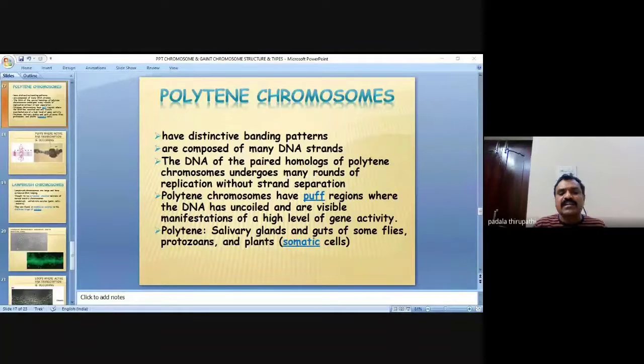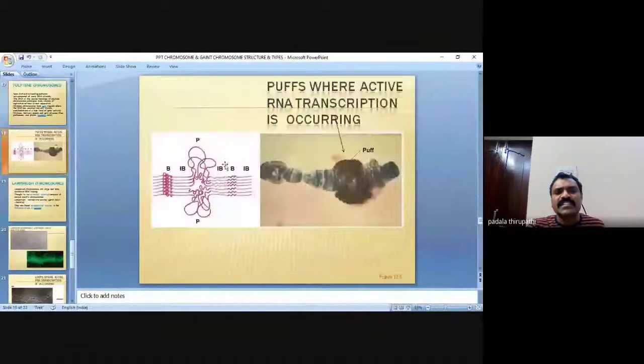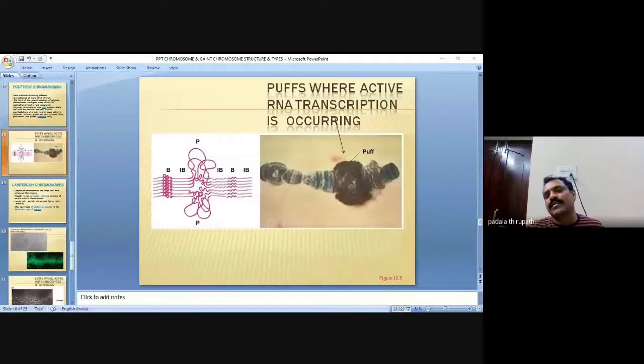So these are found in the salivary glands and guts of some flies. Flies means insects, and even in protozoans and some plant somatic cells we observe these polytene chromosomes. These polytene chromosomes we can also call salivary gland chromosomes. Why? They were first identified by Balbiani in 1881 in insect salivary glands. So this is the structure shown of the polytene chromosomes.